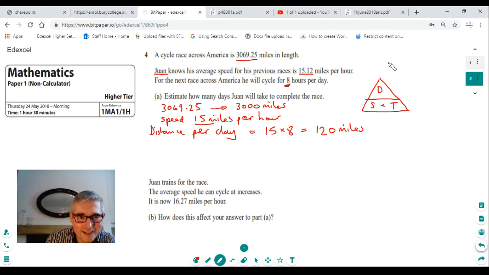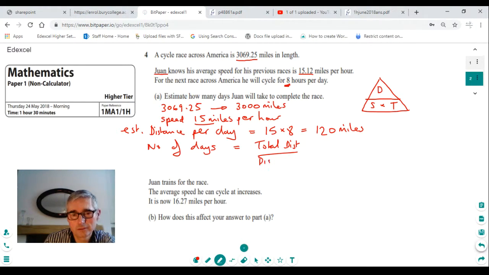Okay, not forgetting this is the estimated distance per day that he's going to go. Now, if he's got to do 3,000 miles, and that's what he's doing every day, the number of days is going to be the total distance divided by, we can write this as a fraction, divided by the distance per day. So the total distance then is 3,000, and the distance per day is 120.